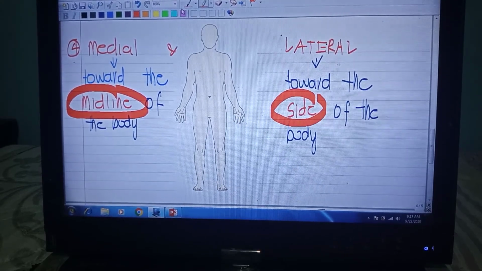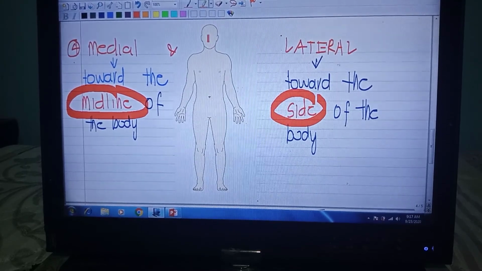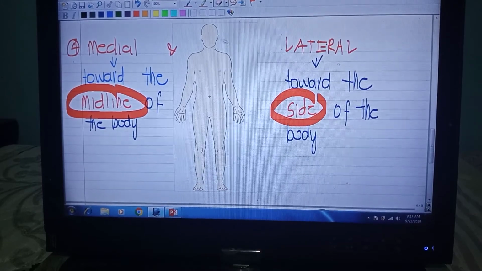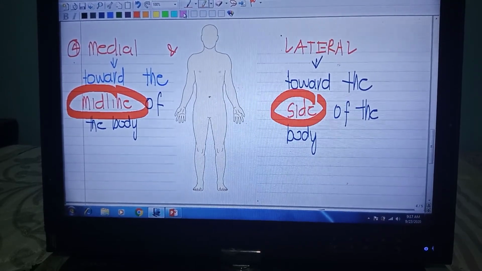Anong magandang example dyan? Okay, nose. Ayan yung nose mo. Nasa gitna ba siya or nasa side? Gitna. So, medial or lateral? Medial. Very good. Okay?